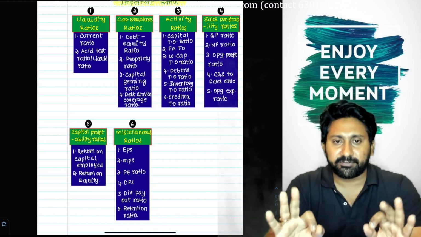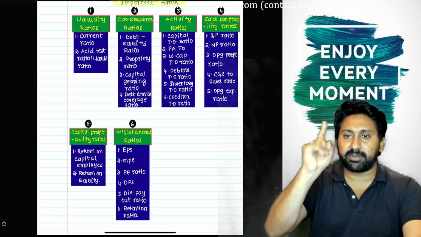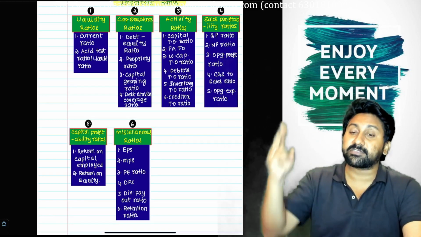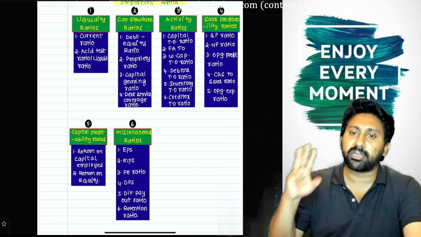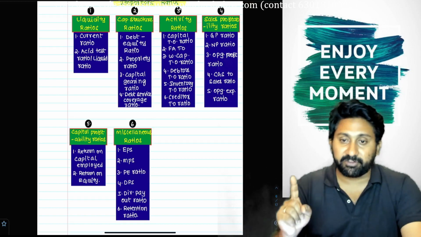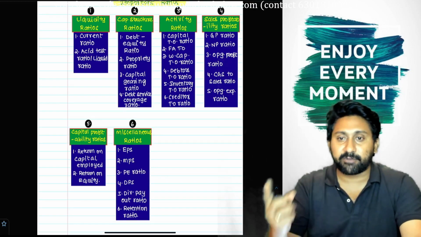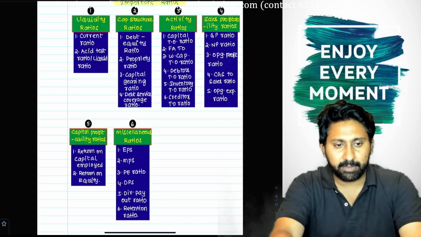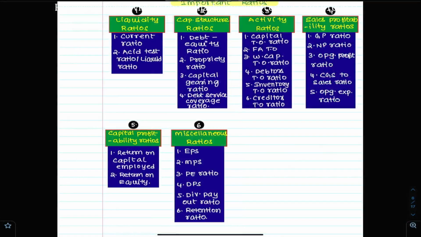First, how many kinds of ratios are there? There are 6 kinds of ratios. Number 1, liquidity ratio, short-term solvency. Long-term solvency is called the capital structure ratio. Third one will be activity ratio. Fourth one is profitability. Then there are 2 types: sales profitability, capital profitability. Last one is miscellaneous. Okay, I'm putting it before you. If you want, you can take a snap.